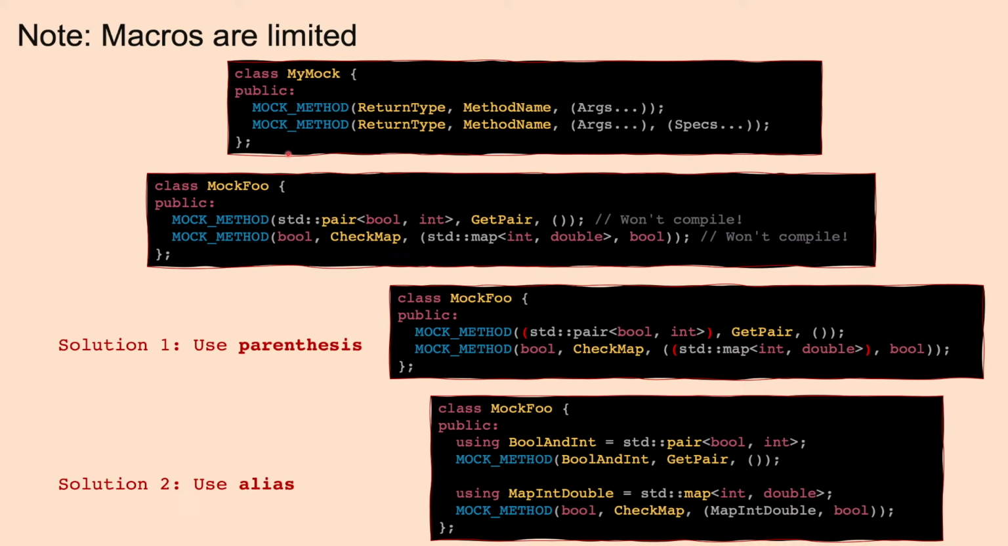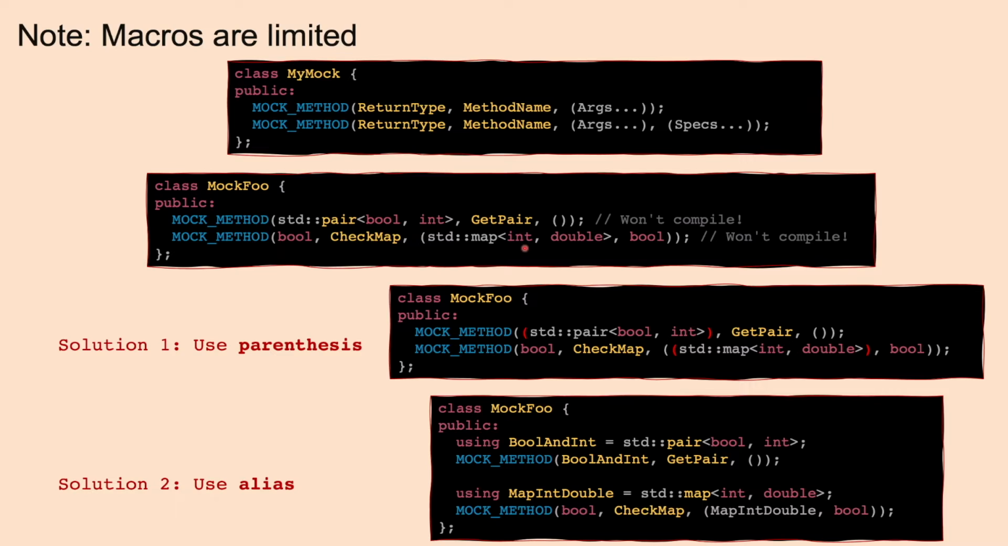One thing to notice is that this is a preprocessor macro, and preprocessor macros come with a limitation. For example, if your return type is something like this that has a comma inside, it can't be compiled because the preprocessor cannot understand that the whole thing is the first parameter. Similarly, notice that one of the arguments of this function is of type std::map, and the whole thing would not compile because this comma would be confusing for the preprocessor.